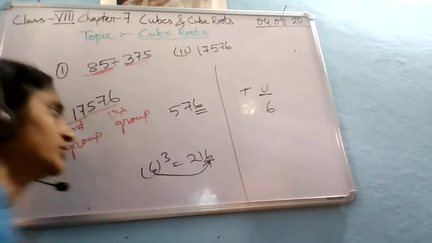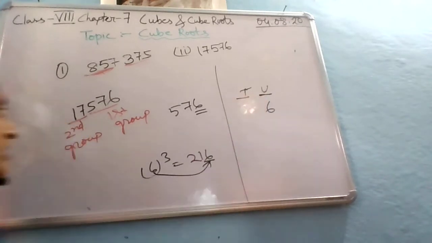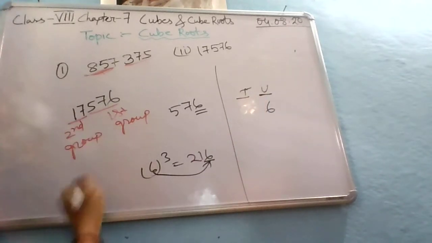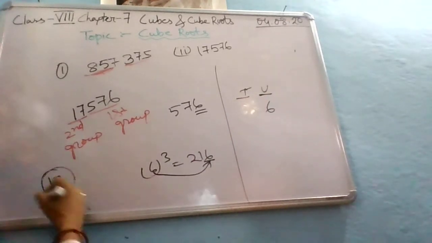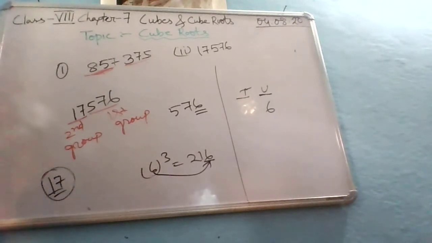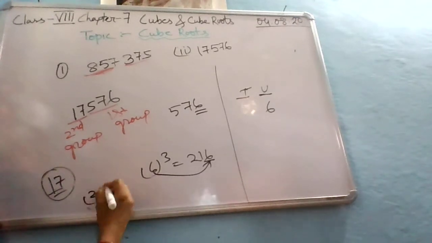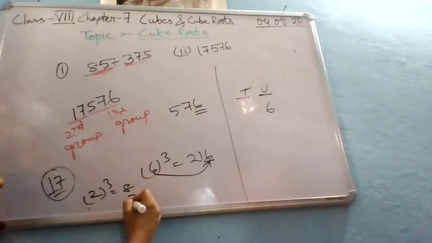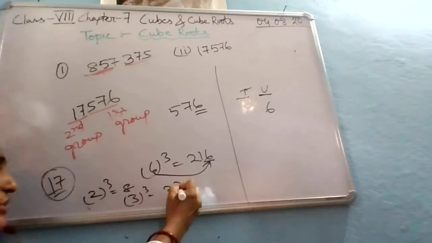Now I will think about what the tens place will be. For the tens place, let's come to that number 17. Which is the nearby cube of 17? So for that we have to come to number 3, number 4. What is the cube of number 2? 2 cube is equal to 8. Then 3 cube is equal to 27.